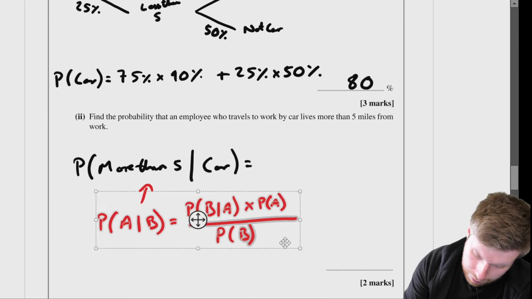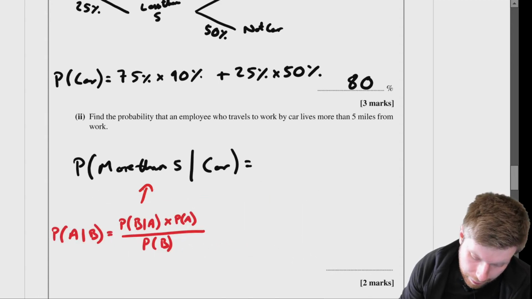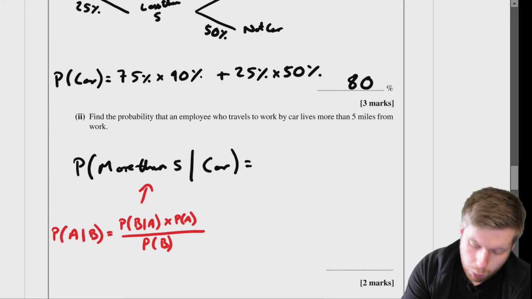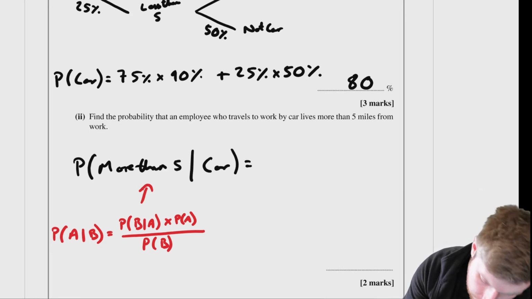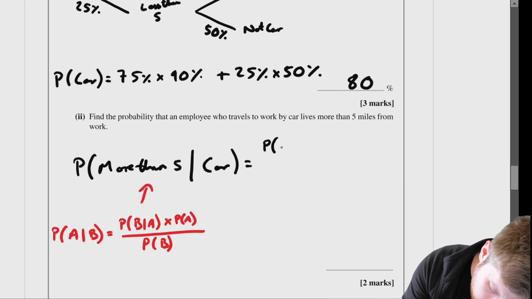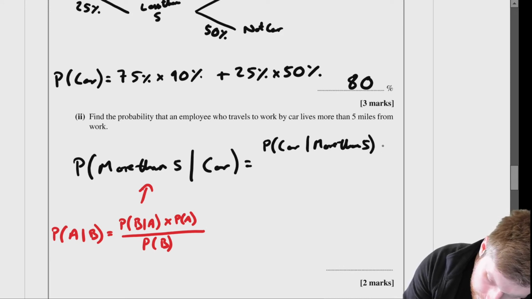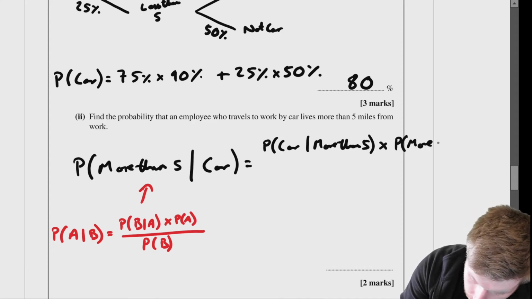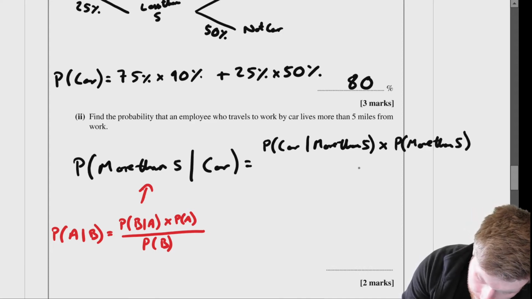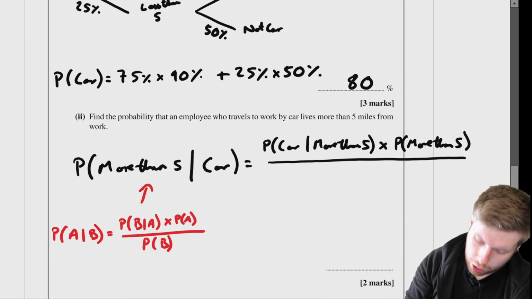I'm just going to make this a little bit smaller, and then let's figure out what needs to go where. I'm basically saying that event A is travelling more than 5 miles from work, and event B is travelling to work by car. So in other words, I could calculate this by finding the probability that they travel to work by car, given they live more than 5 miles from work, times the probability that they live more than 5 miles from work. Then I want to divide all of that by the probability that they travel to work by car.